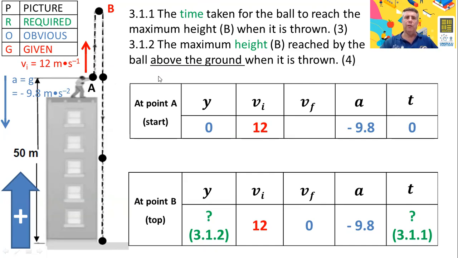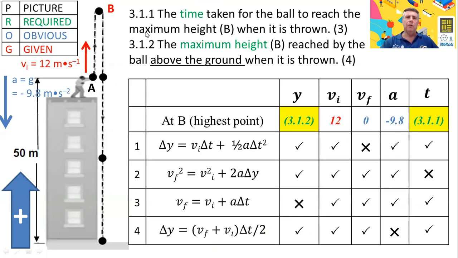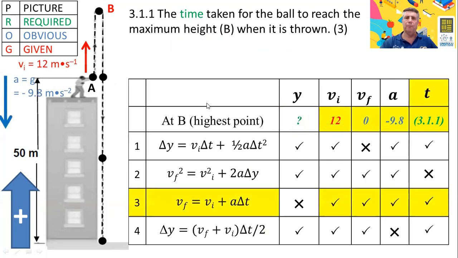Let's do these one at a time. So starting with 3.1.1, and then we'll get to 3.1.2. And you can see how we've filled in our figures at the top of this table of equations, which is going to help us to select the correct equation.